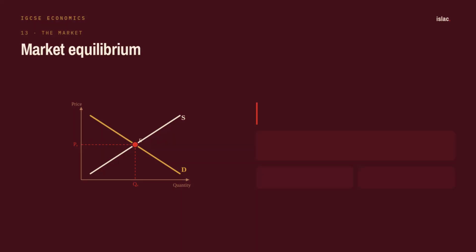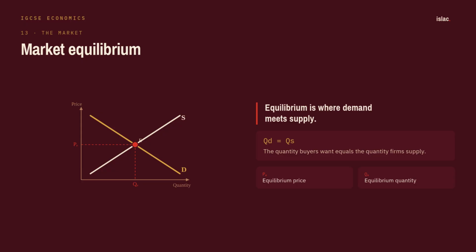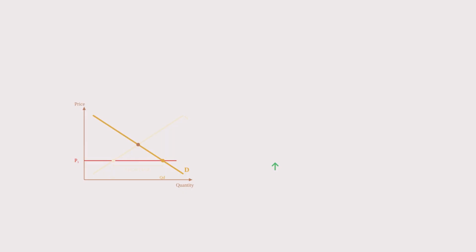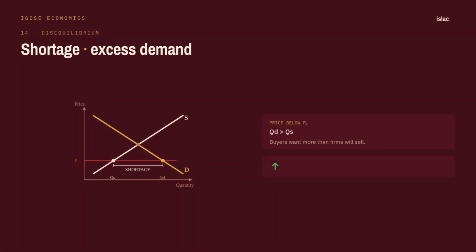Where the demand and supply curves cross, quantity demanded equals quantity supplied. This crossing point gives the equilibrium price and quantity, and we say the market clears. If price is set below equilibrium, demand exceeds supply and we get a shortage. Competition among buyers then pushes the price back up toward equilibrium.